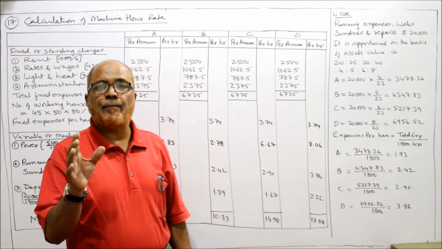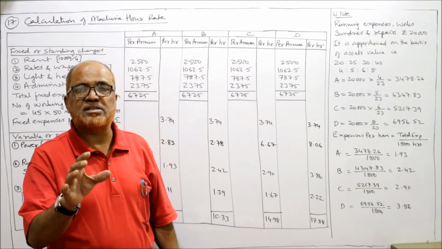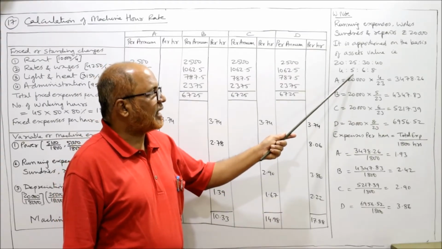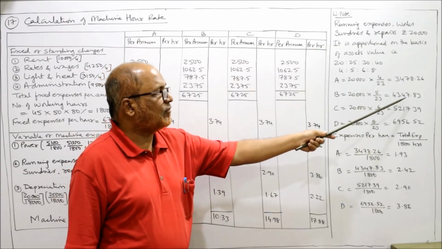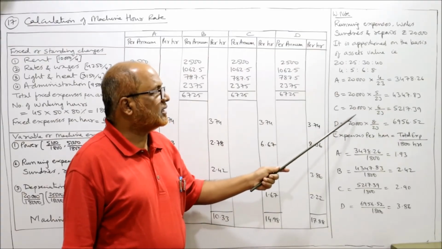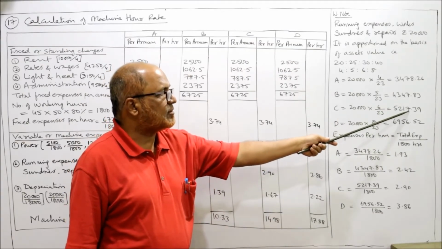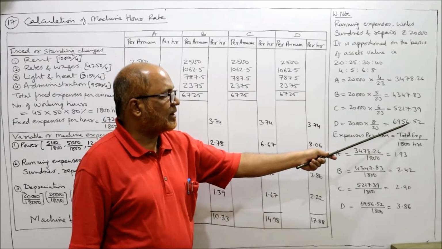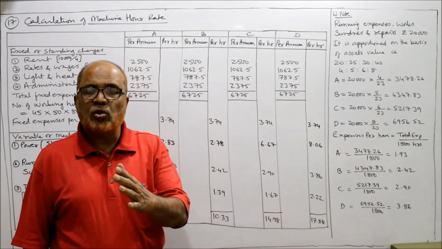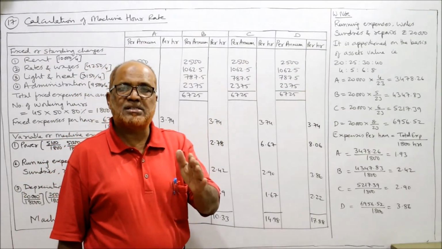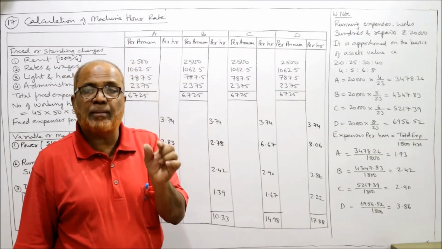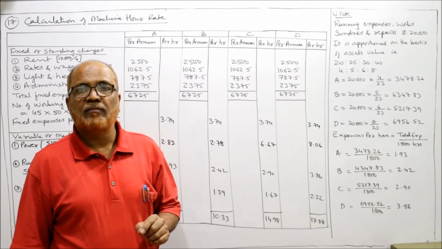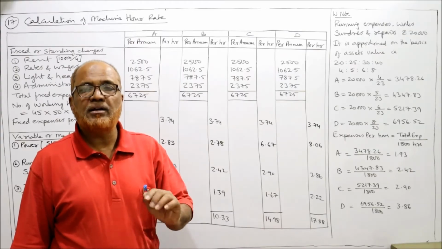3478.26. This is the per annum running expenses of machine A. Similarly, machine B, 20,000 into 5 by 23, is 4347.83. C, 20,000 into 6 by 23, is 5217.39. D, 20,000 into 8 by 23, is 6956.52. So we divided the 20,000 rupees between A, B, C, D. These are the per annum running expenses, but we need per hour.